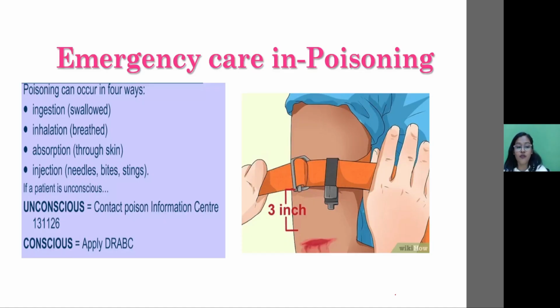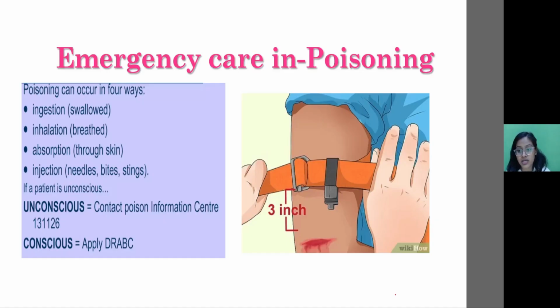Poisoning can occur in 4 ways: ingestion, swallowing a poison; inhalation, breathing some poisonous gas or carbon monoxide; absorption through the skin; or injection, like needles, bites, or stings, right? If the patient is unconscious, you should contact the poison information center. If the patient is conscious, you should apply DRABC.